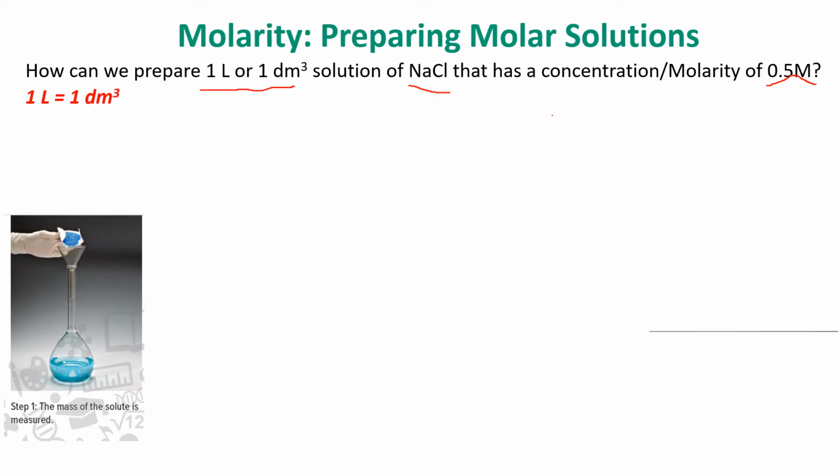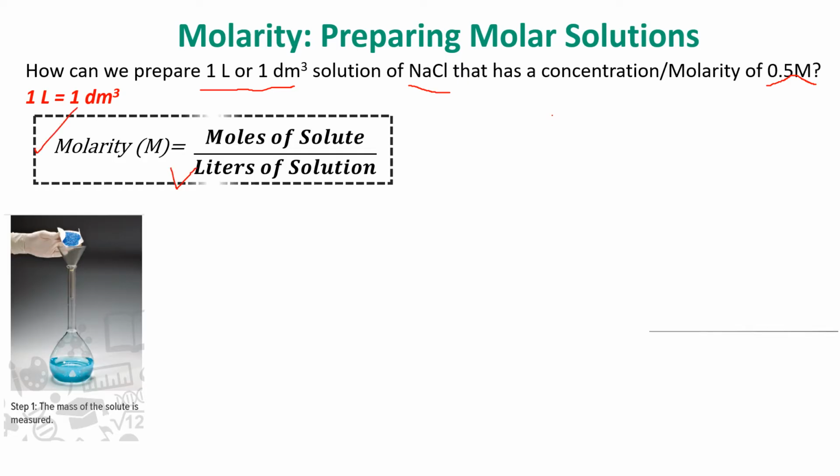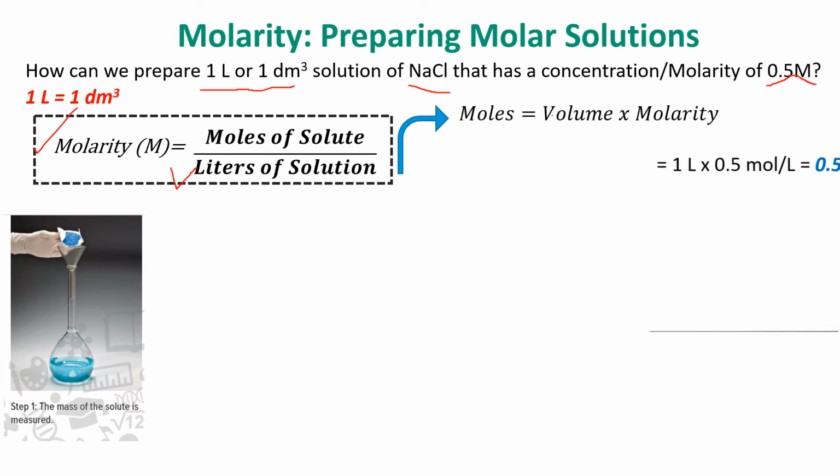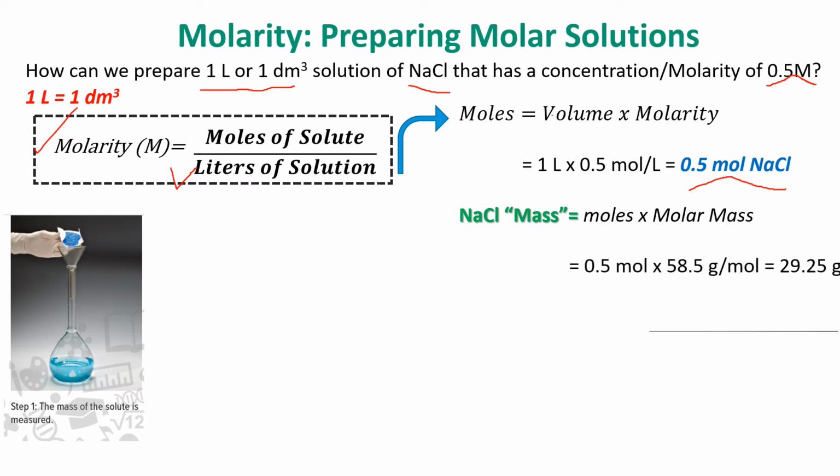So the first thing that we need to do is find the moles of the solute using the equation of molarity, because we have the liters and we have the molarity. So using this equation, all right, we can find the moles of NaCl, multiply the volume by molarity. And now we can multiply the moles by the molar mass to get the mass of NaCl. And the mass of NaCl is 29.25 grams.